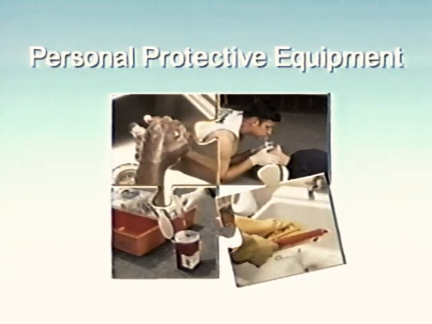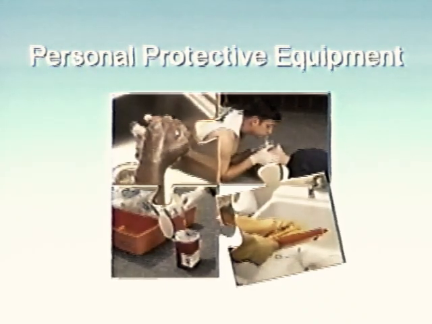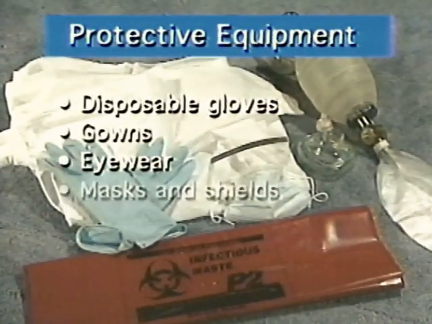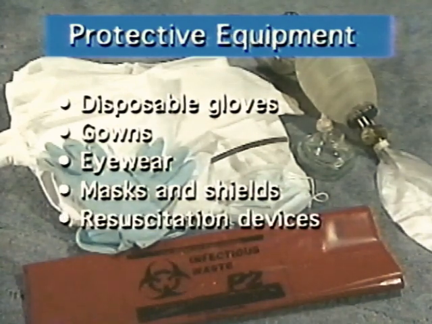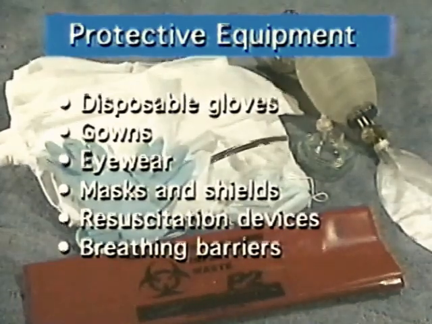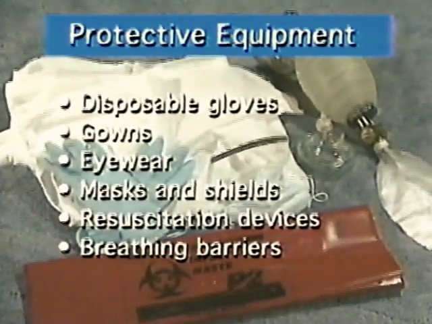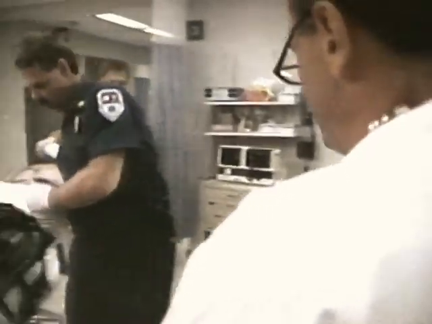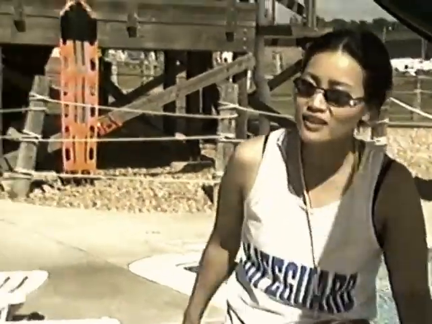Appropriate protective equipment should be used whenever exposure to blood or other potentially infectious materials is likely. This equipment includes disposable gloves, gowns, eyewear, masks and shields, resuscitation devices, and breathing barriers. All are designed to prevent you from making contact with infectious materials, which can greatly decrease your risk of contracting or transmitting a disease. But it's not enough to have these devices available.